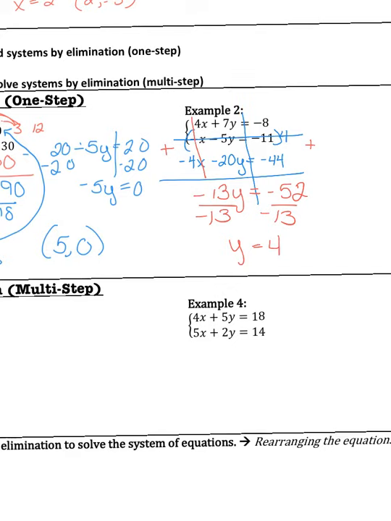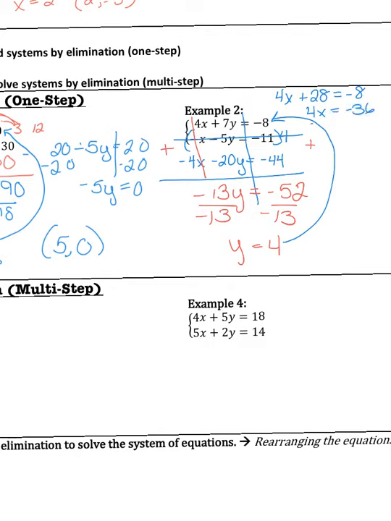So then I can go ahead and plug this into any old equation. Let's just do the very top one. So I'll do 4x, now 7 times 4 is 28, so I'll just put that in there right away. Then I'll subtract the 28 over, so negative 8 minus 28 is negative 36.